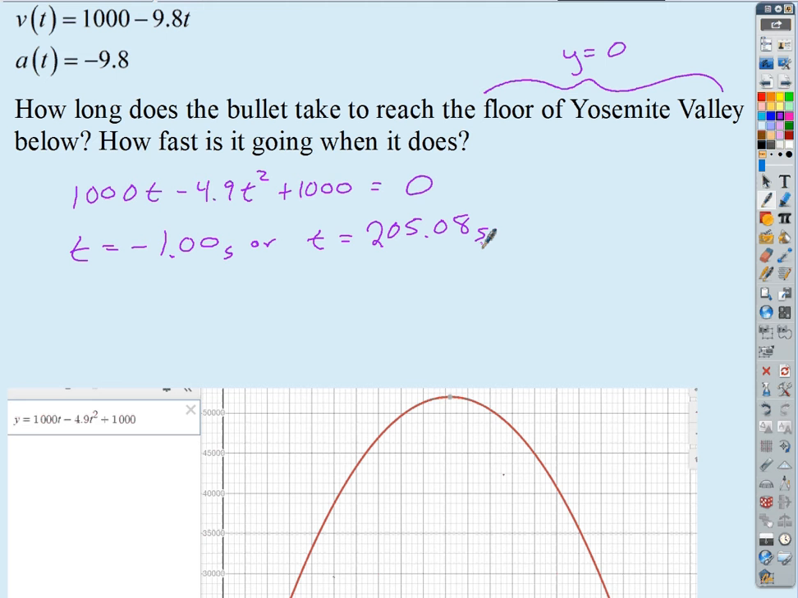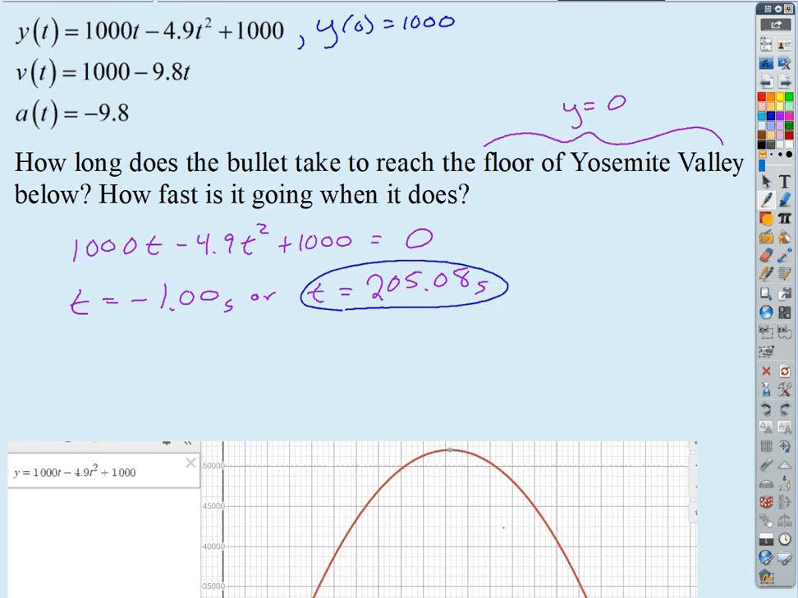Okay, so interpret that for me, please. Which one are we probably interested in? The 205.08. So that's how long it takes to go clear up in the air and fall back down into the valley floor. Okay. How do we know how fast it's going? Set that into the velocity. There we go. So that's a frame in the movie, isn't it? That's the frame when it hits the valley floor.